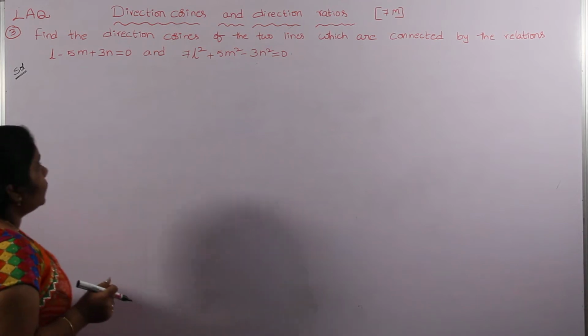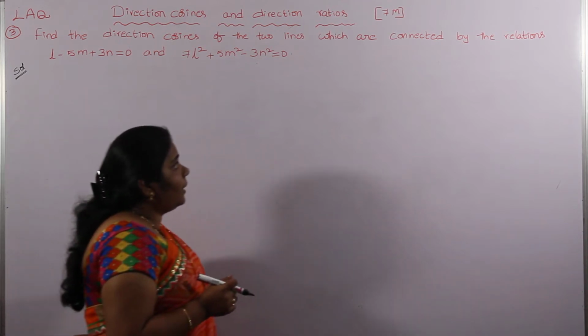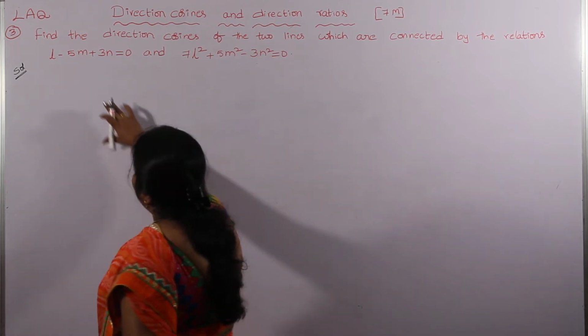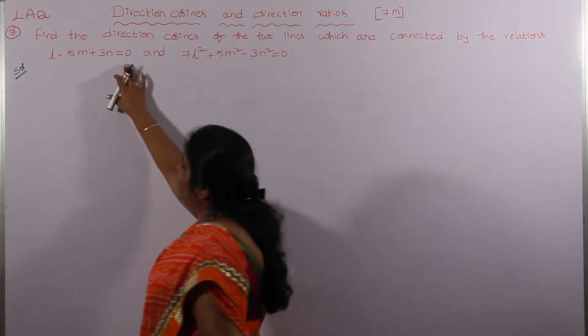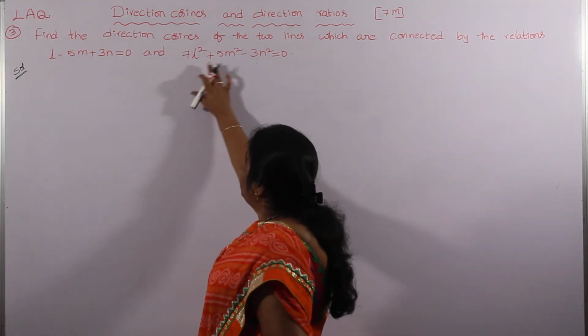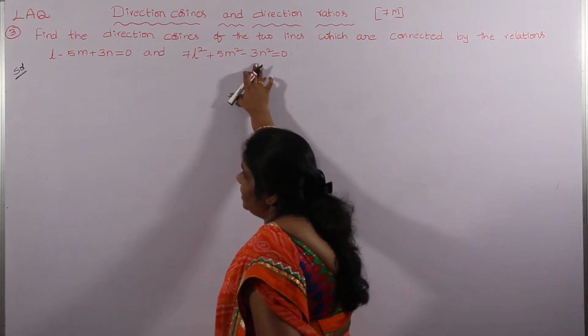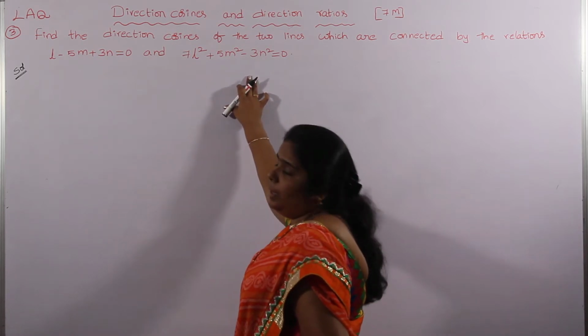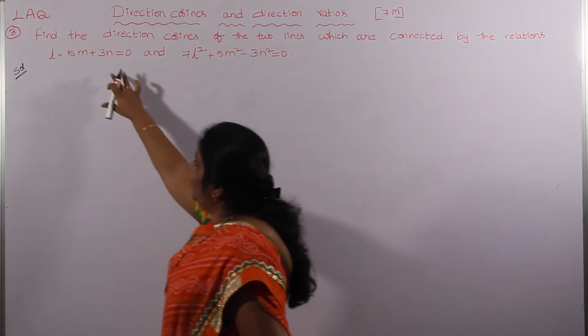Find the direction cosines of the two lines which are connected by the relations l minus 5m plus 3n equal to 0 and 7l square plus 5m square minus 3n square equal to 0. Okay. In this problem they are given two equations.